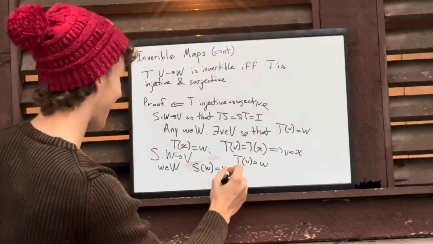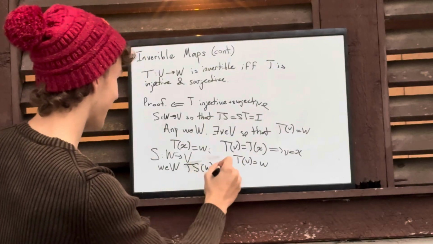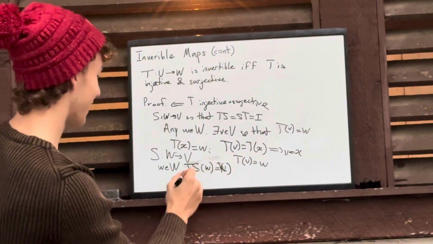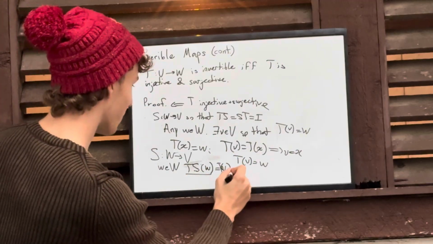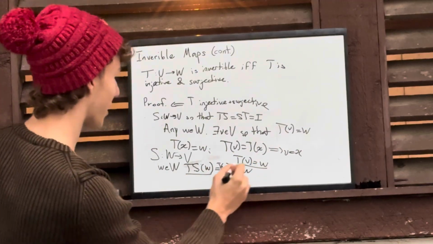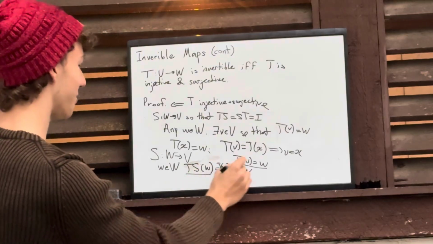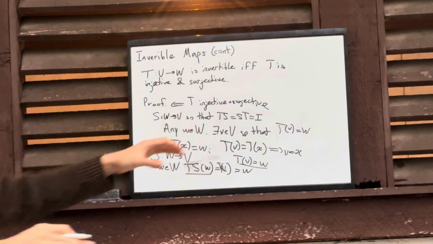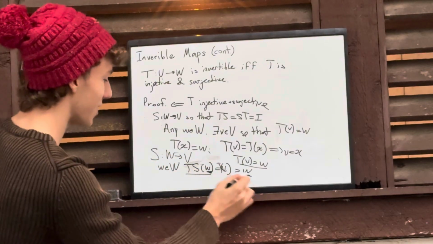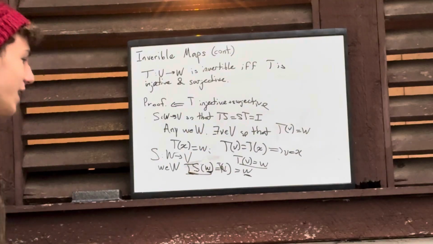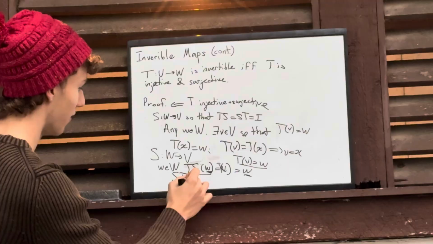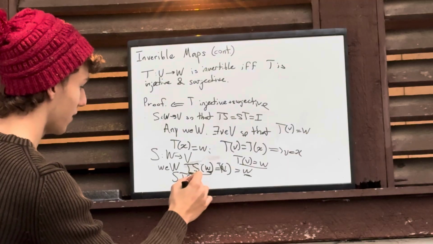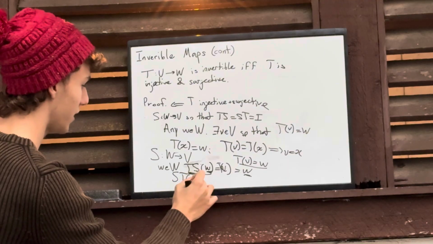Okay, so let's take T on both sides. TS of W: T of V, what's T of V? T of V is W. So TS of W equals W. Great, we have that identity property. We're mapping W to itself whenever we compose T and S. Now, the same thing you can do to show S of T of V equals V.